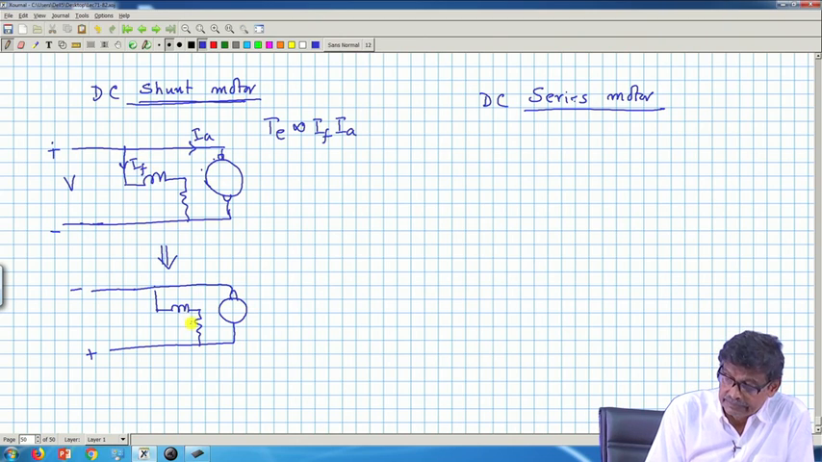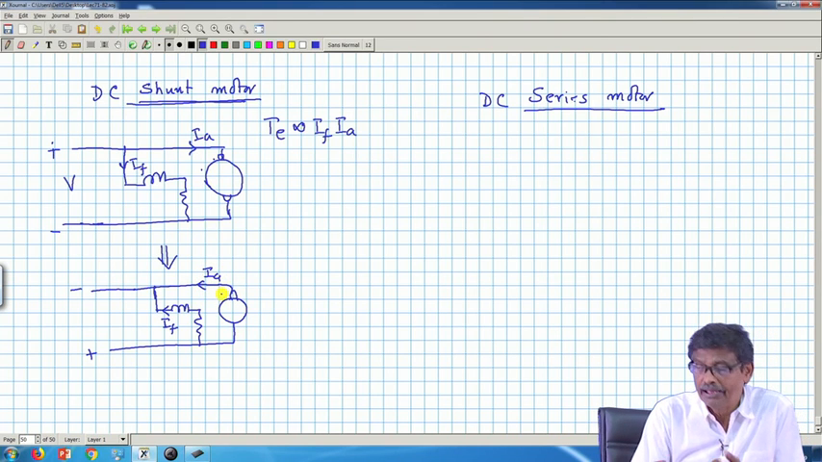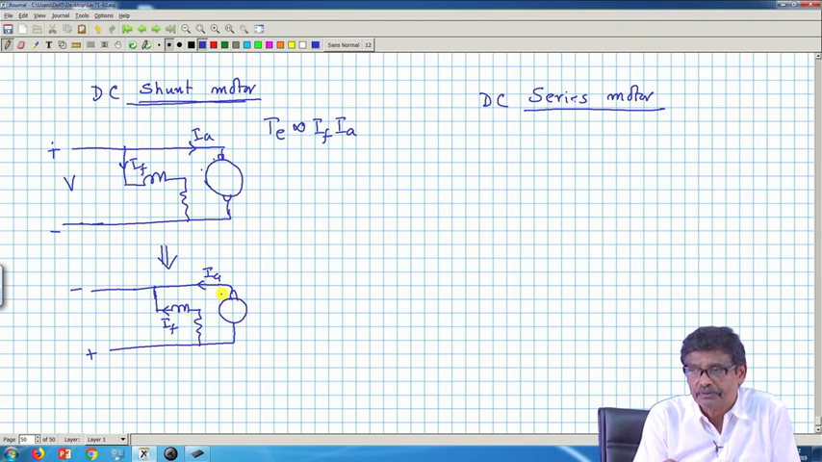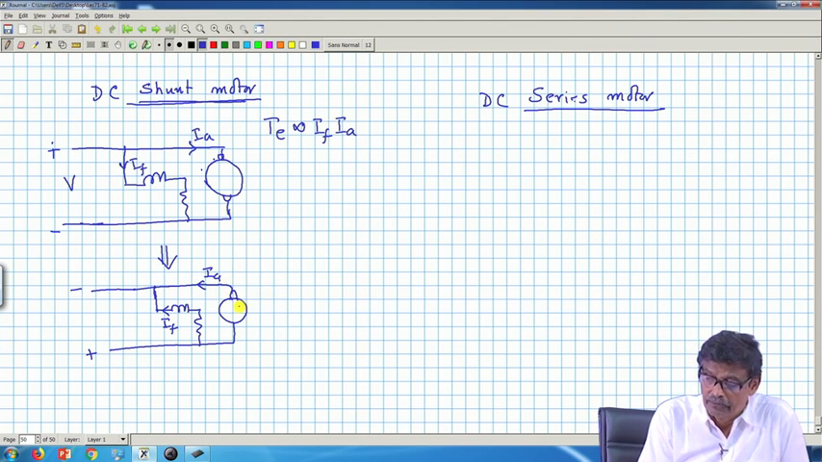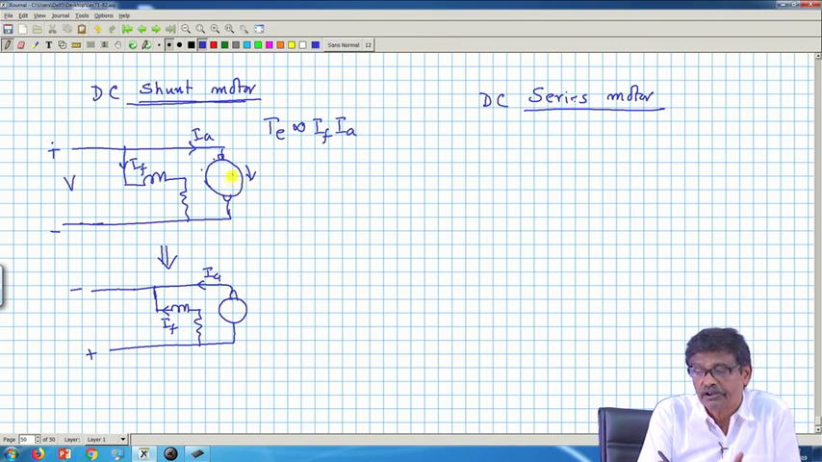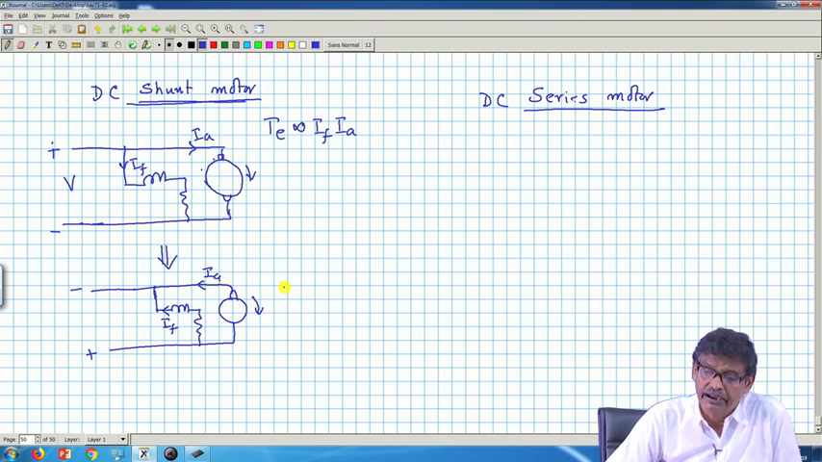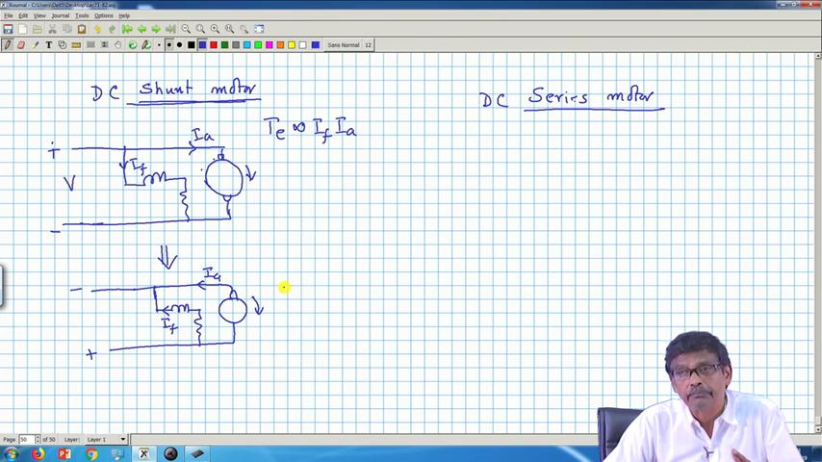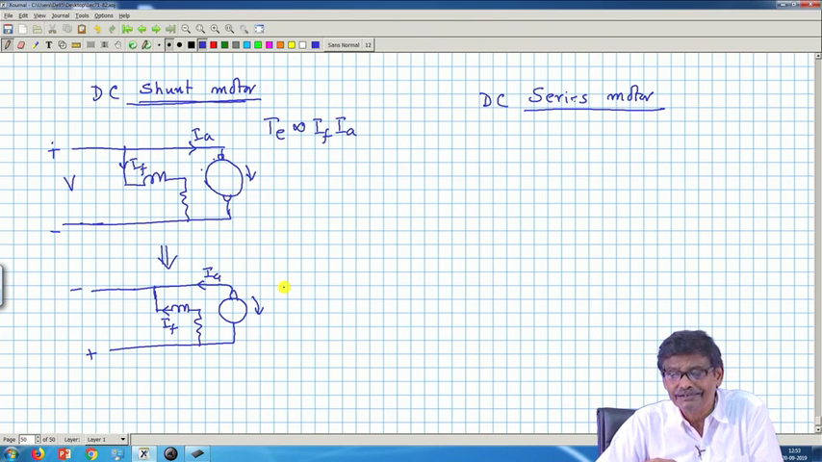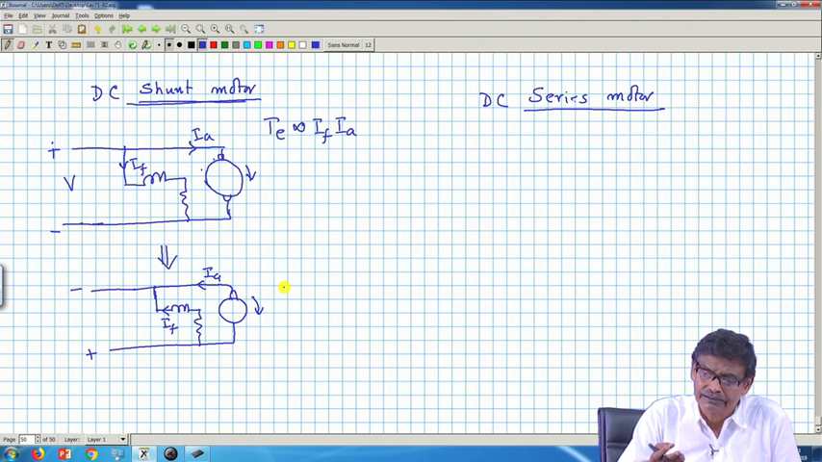In the second case, this is IF, this is IA, is not? Both of them have reversed, therefore the product will remain the same. So, electromagnetic torque will be in the same direction. If it was running like this, in this case also it will run like this. Got the point? Therefore, a shunt motor, if the supply terminals are reversed, in the steady state it will be rotating in the same direction.